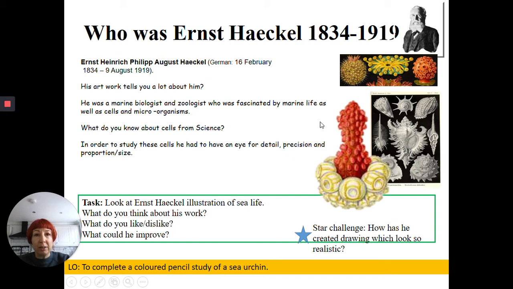When you think back to 1834, there weren't other ways of recording what objects look like, so Ernst Haeckel used those skills, detail, precision and proportion and size, to draw various sea life, various microorganisms, so that he could transfer his knowledge and images to others.